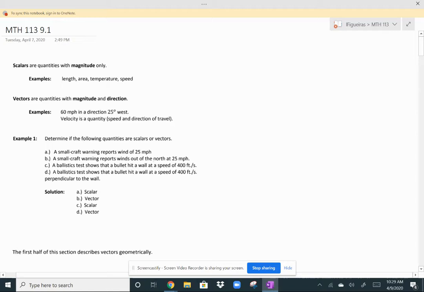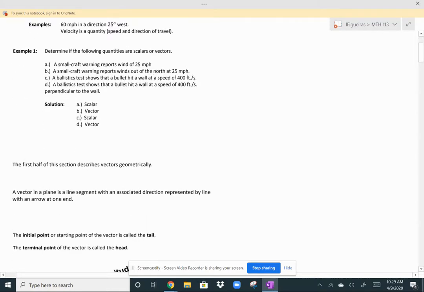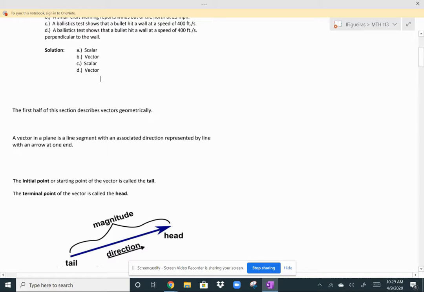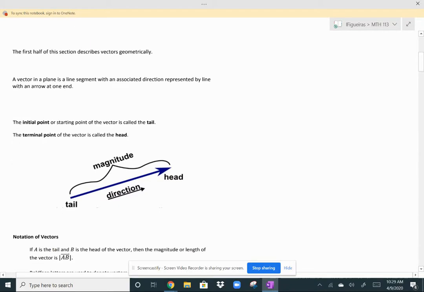So in the first half of this video lecture, we'll talk about vectors from a geometric perspective. So let's talk about how to represent vectors. A vector is basically going to look like an arrow, like what you see here. It has an initial point, which is where it starts, and the initial point is what you call the tail. So this would be the initial or starting point of the vector. The ending point or the terminal point is at the head. The head is represented with an arrow.